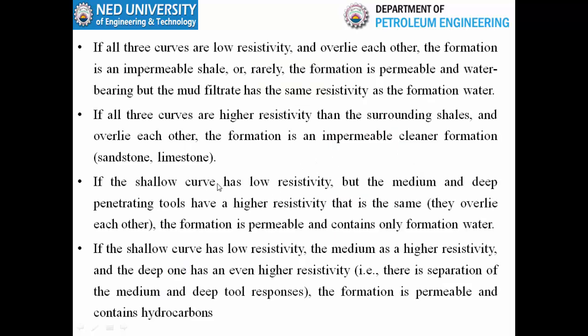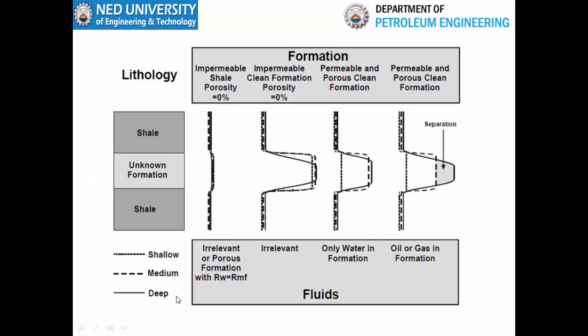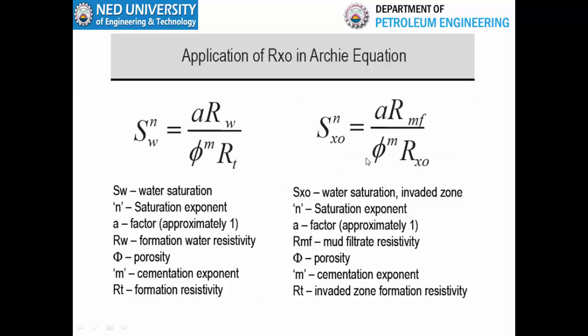If the shallow curve has low resistivity but the medium and deep penetrating tools have higher resistivity, the formation is permeable and contains only formation water. If the shallow curve has low resistivity, the medium has higher resistivity, and the deep one has even higher resistivity, the formation is permeable and contains hydrocarbon. So this is the fourth case, and we will see the log responses in the coming slides too.